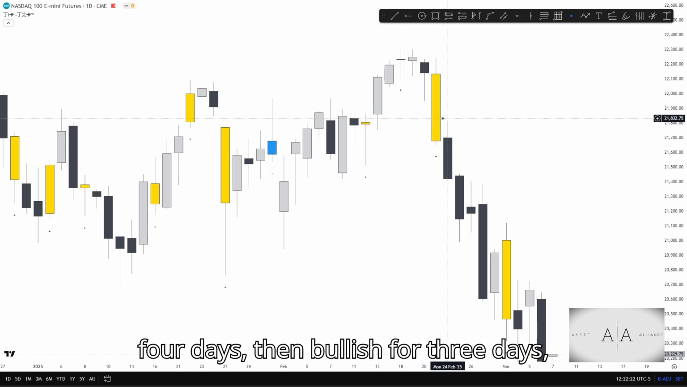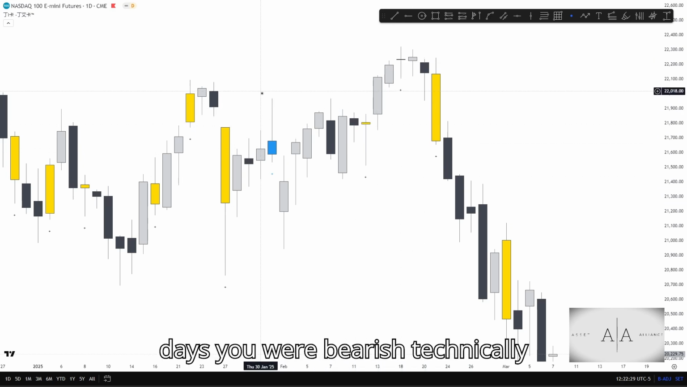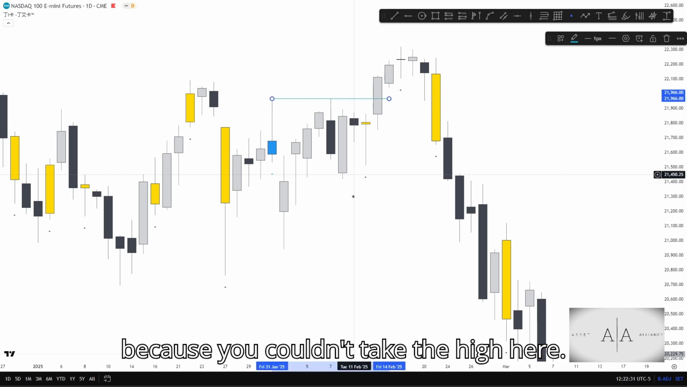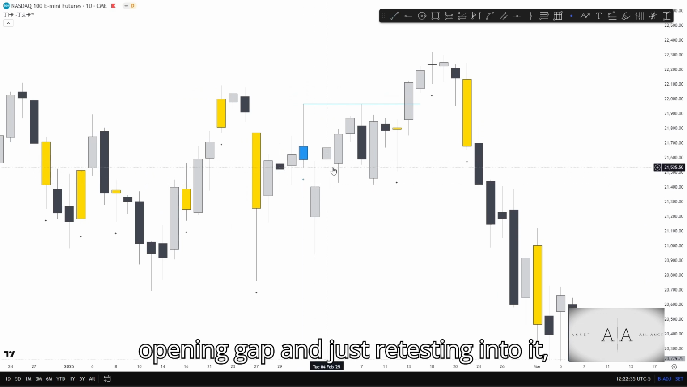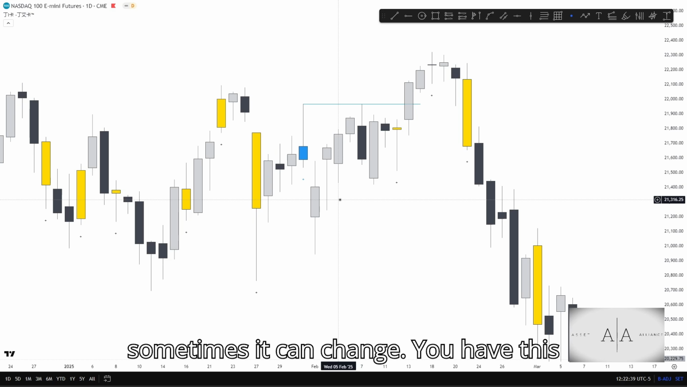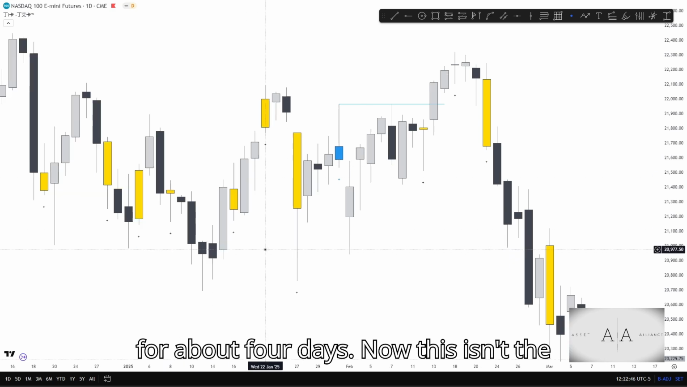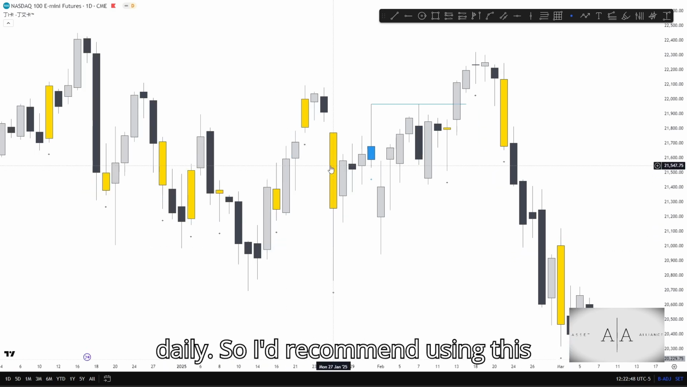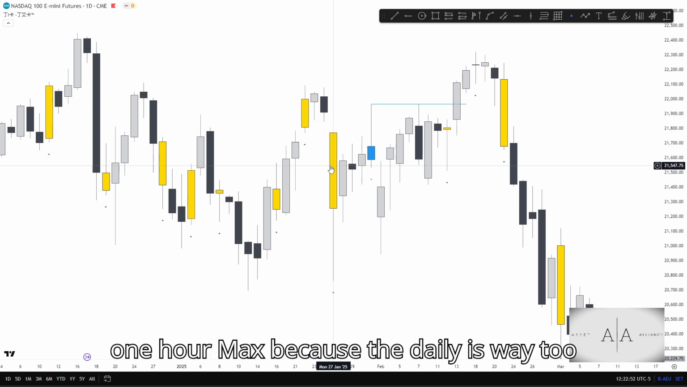So you're bearish for 4 days, then bullish for 3 days, then here bearish for, well, all these days. You were bearish technically because you couldn't take the high here, and well, once you have this new weak opening gap and just retesting into the body of the tag, sometimes it can change. You have this candle here which gave you bullish bias for about 4 days.